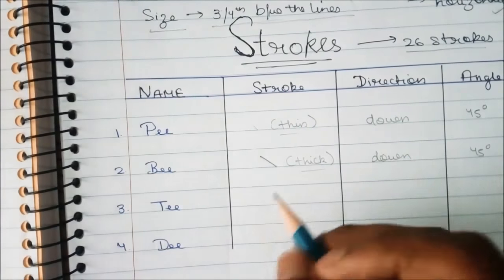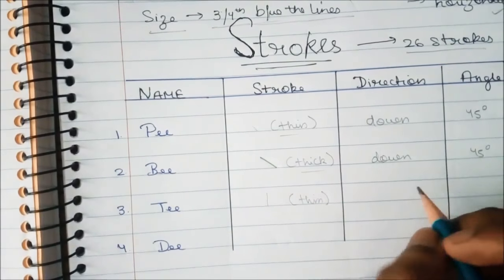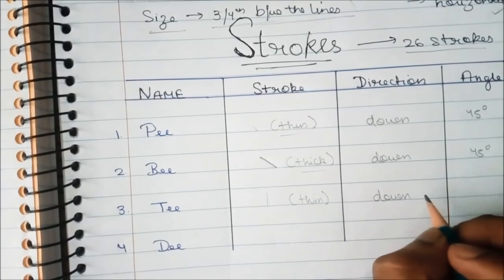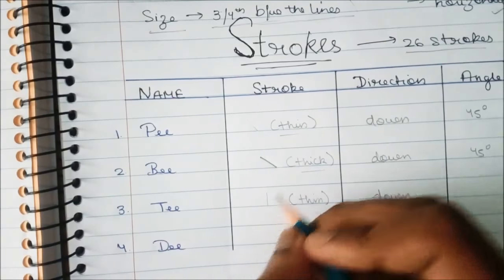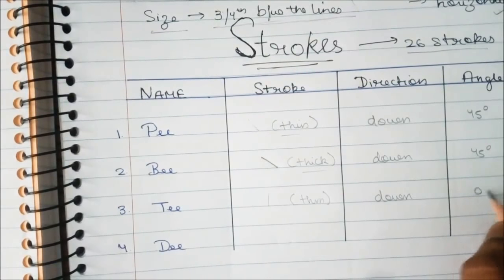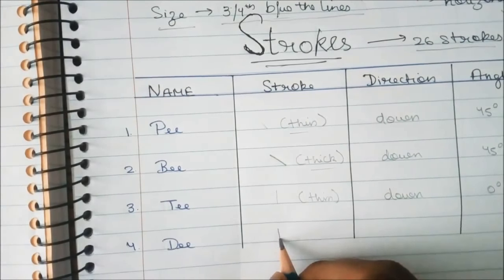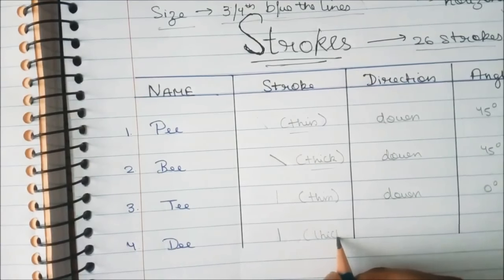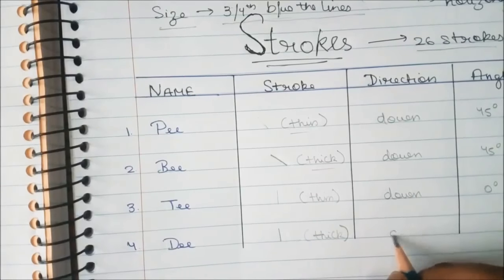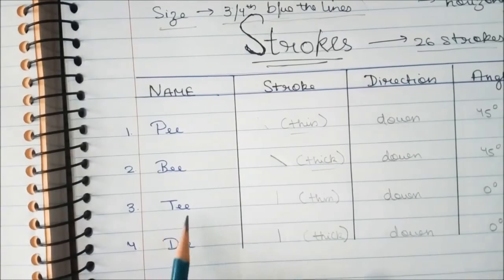So the next stroke is T. It is a thin stroke and its direction is downwards. By direction I mean that we have to draw it downwards, like in the P and B stroke also we have drawn it downwards, and its angle is 0 degree from the vertical. Now the next stroke is D stroke. It is a thick stroke and its direction is also downwards, and it makes an angle of 0 degree with the vertical. Similarly, like in P and B, in T and D the difference is only of the thin and thick stroke.